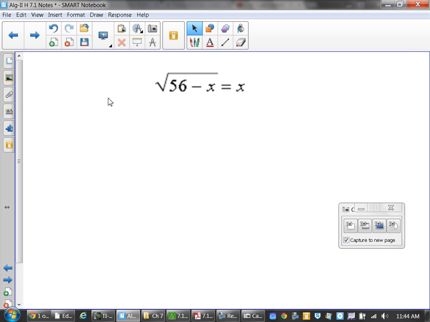So let's make it a little bit more weird. In this case here, I need to get rid of the square root symbol. Just square everything. So I have to square both sides of the equation.